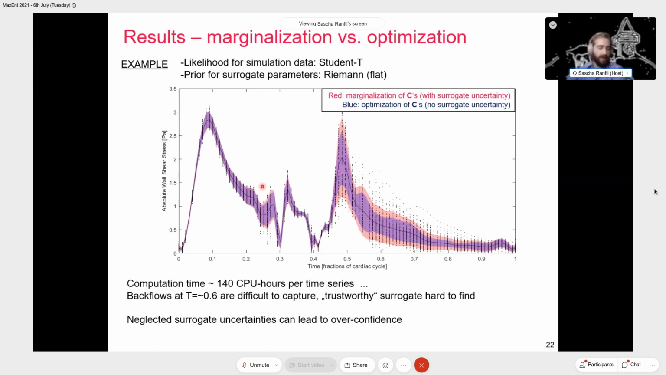So this is my second to last slide now. We have all the ingredients together to compute this example. And what you see here is the wall shear stress from this blood flow as a function of time.